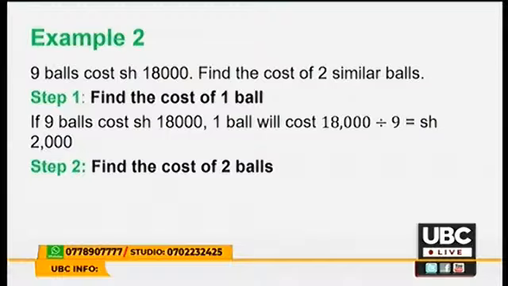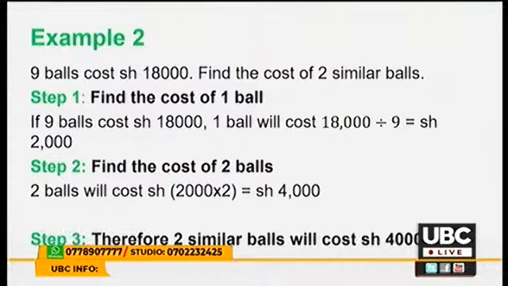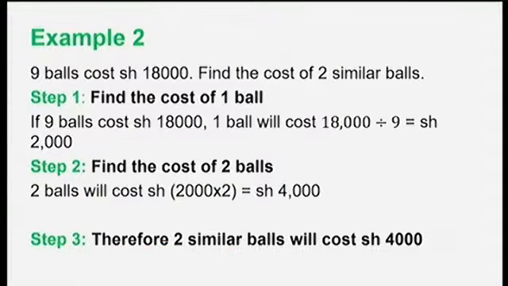But the question says, find the cost of 2 similar balls. So you find the cost by multiplying the cost of 1 ball by 2, which is 2,000 shillings times 2, to get 4,000 shillings. And the last step will be our conclusion. Therefore, 2 similar balls will cost 4,000 shillings.